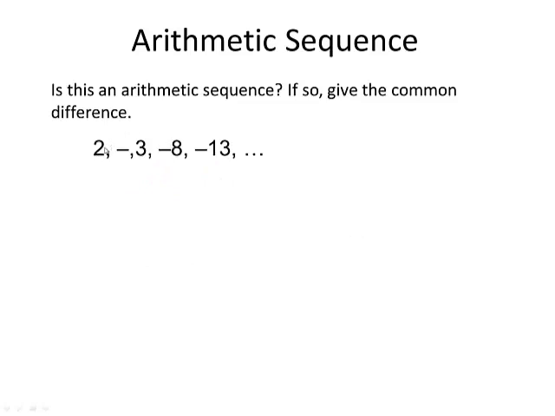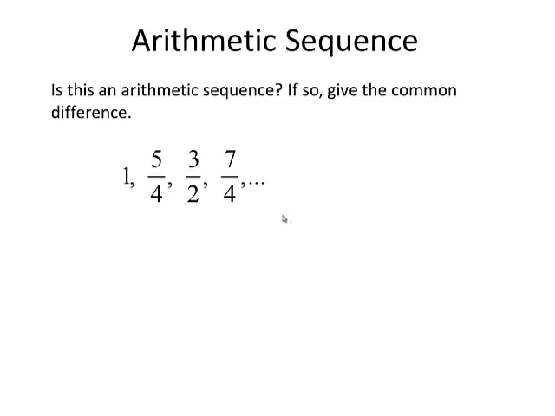Is this arithmetic? Negative 3 minus 2 is negative 5. Negative 8 minus negative 3 is negative 5. And negative 13 minus negative 8 is negative 5. So it goes down by 5 each time. So this is an arithmetic sequence because it has a common difference of negative 5.